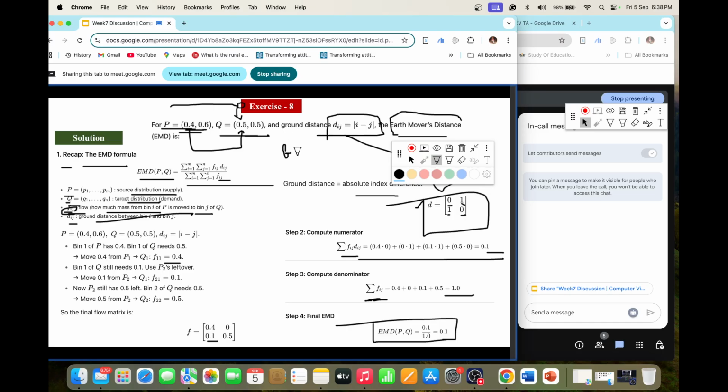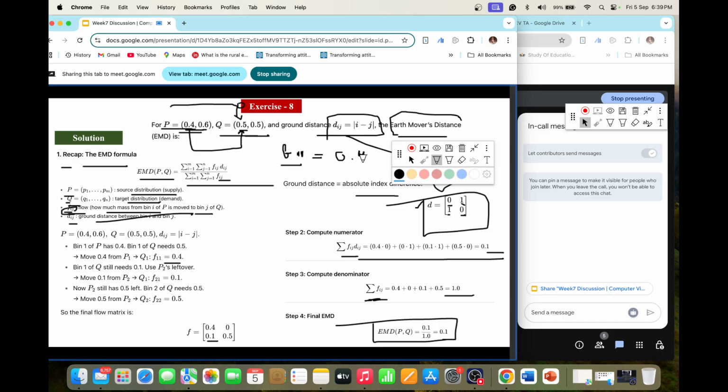So we are clear with F11. Okay, one is from this index and one is from this index, that is why F11. So 0.4 can be easily transferred from this index, this bin to this bin. Okay, because the demand is 0.5 here and supply is 0.4 here. So the whole supply can be transferred to cater the demand of Q. Okay, so that is why 0.4 we can easily write.